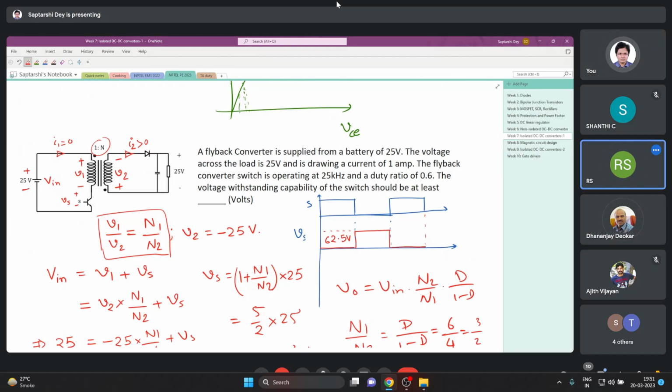Now the next part is just applying KVL in the secondary. You apply KVL in the secondary loop, you will get V2 equals minus 25. We are talking about switch voltage, so we are talking about off time. Off time means the diode is on. So the secondary side diode is on. So V2 plus 25 is 0, so V2 is minus 25.